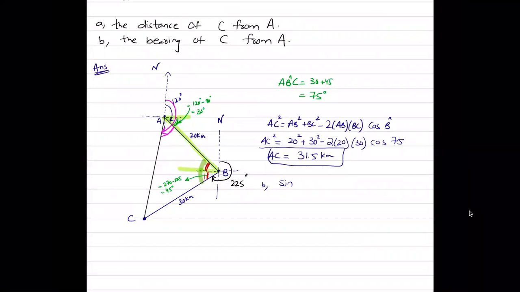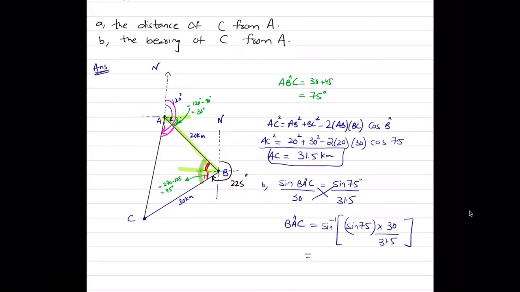Sine, which angle are you using? We are going to find angle BAC, sine of BAC upon 30, that is going to be equal to sine of 75 upon the opposite length AC, that is 31.5. Cross multiply this and solve this to find angle BAC. This should be sine of 75 times 30 over 31.5 and is puri cheez ka sine inverse le lo. Theek hai? What is the angle that we are getting?